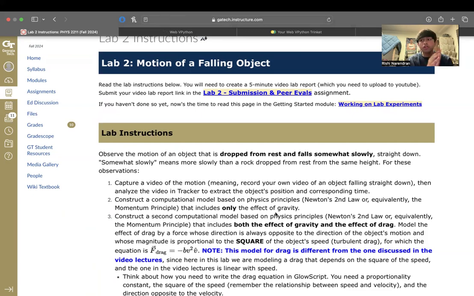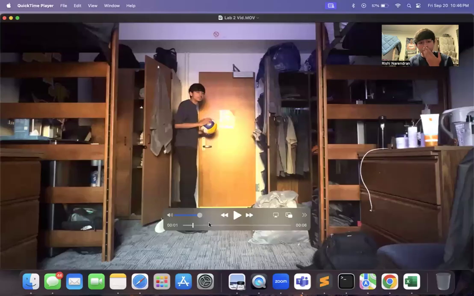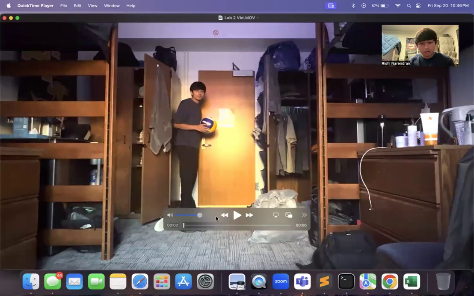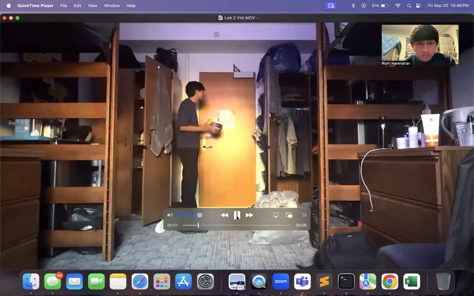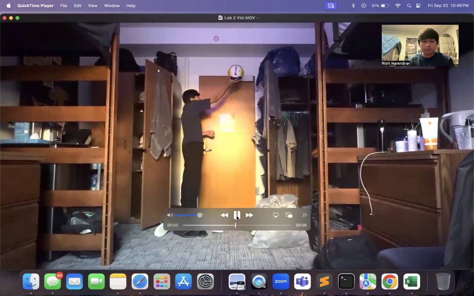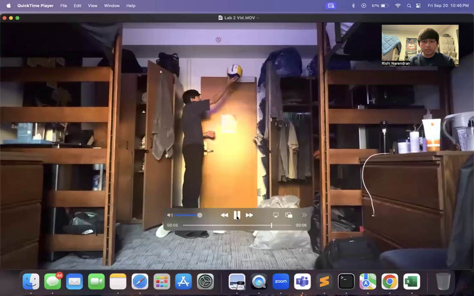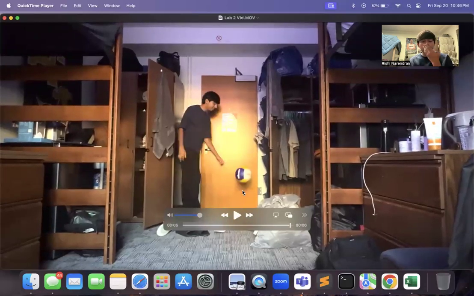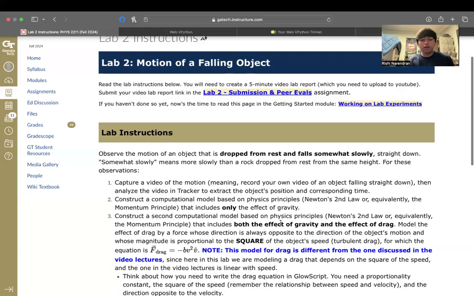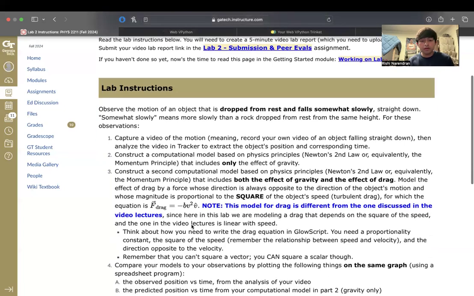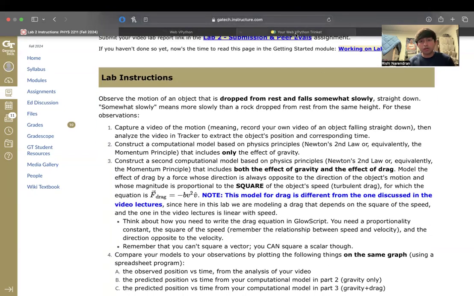My video was me dropping a volleyball in my dorm. The system is the ball, and the surroundings are just everything around it, like gravity acting on the ball. Then I was able to take the frames from when I dropped the ball to when the ball fell on the ground and extract that data into Tracker. Then I created my two computational models, figuring out how to write the drag equation in GlowScript.